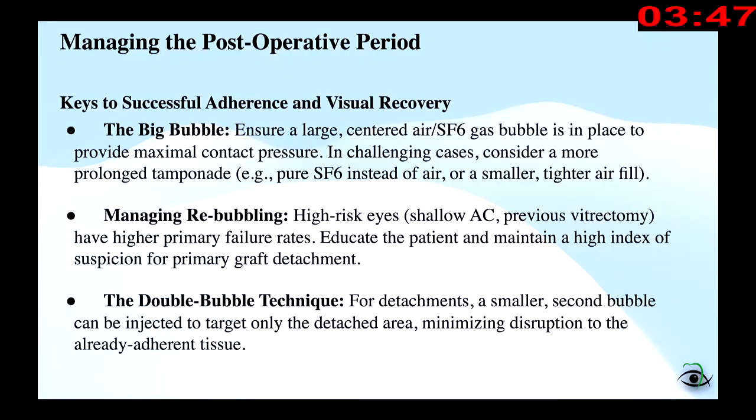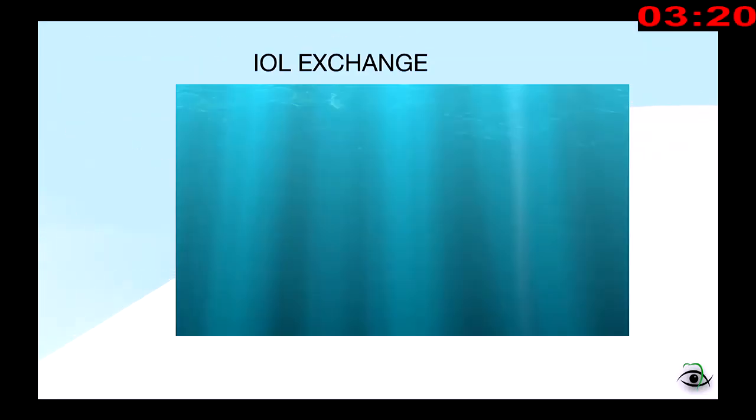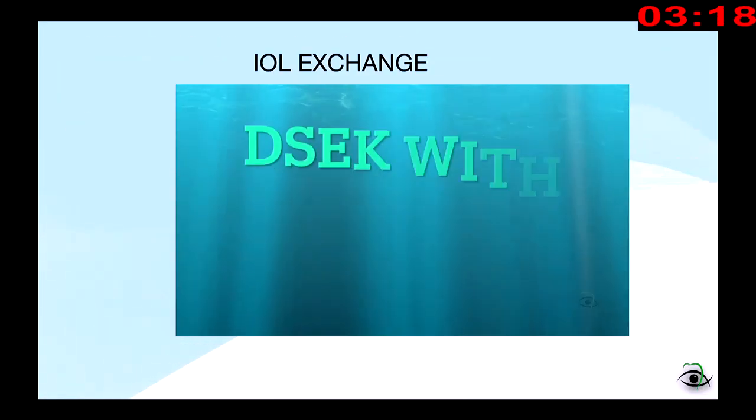Managing the post-operative period is key to successful adherence and visual recovery, the big bubble, to ensure that the tissue is well placed, and we need to rebubble sometimes, and SF6 is a good alternative to air when it's not doing well with the air. Or a double bubble technique, when you have a segmental dehiscence, then you put a rebubble and place it there where the dehiscence is. So there are a few videos which would run through fast.